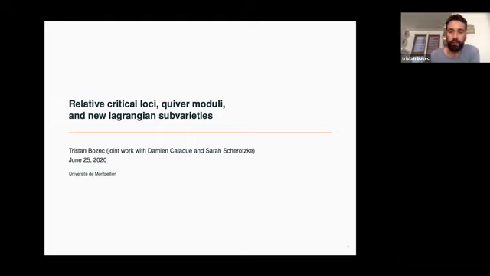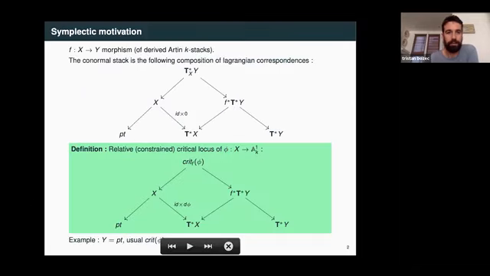And I'm going to try to give you a lot of examples of new Lagrangian subvarieties we can get in this context. And hopefully this will be of interest for people in geometric representation theory, as we know that Lagrangian subvarieties are of great importance in this area. So let me start with this symplectic motivation.